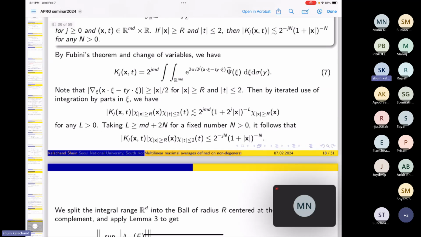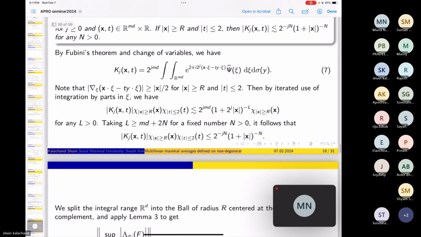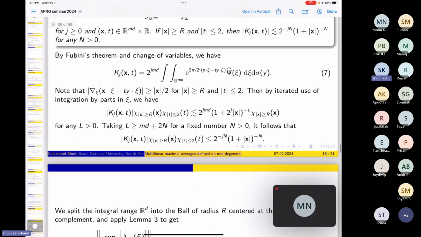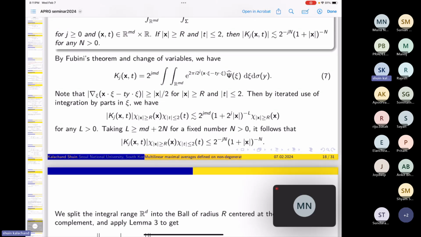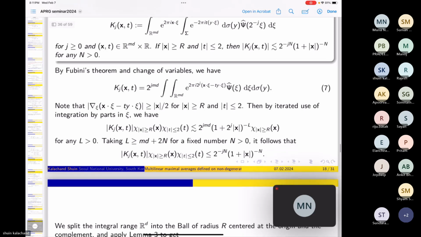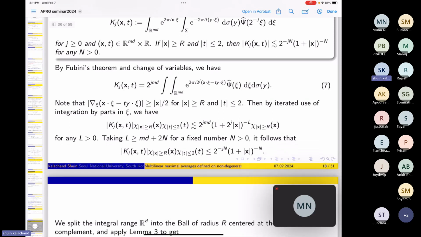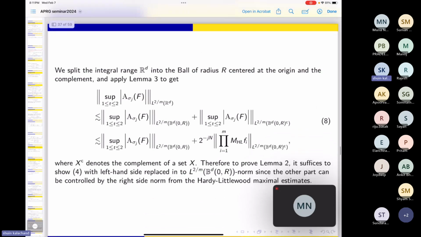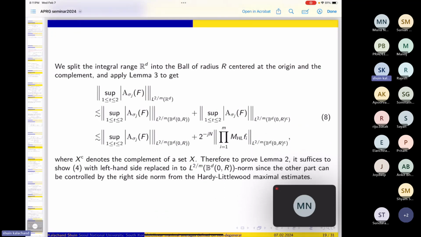Now we can take L to be large enough such that it is greater or equal to md plus twice of n. Then we have this estimate. Since the modulus of kj of x comma t is dominated by the function 1 plus mod x to the power minus n, and this decays to the power minus jn when mod x is greater or equal to r, the operator corresponding to this kernel will be dominated by the product of Hardy-Littlewood maximal functions, right? So we need to estimate this L2 over M norm.